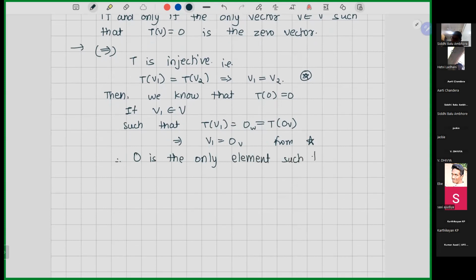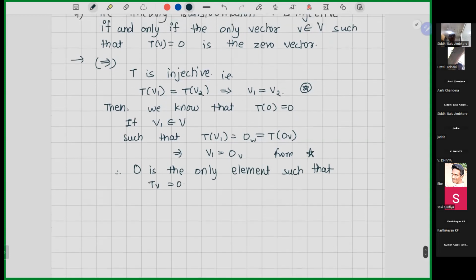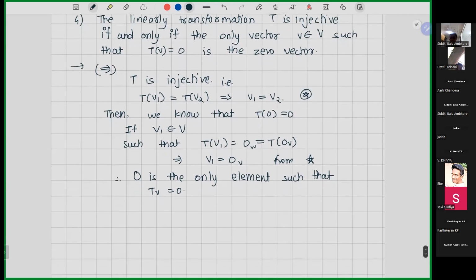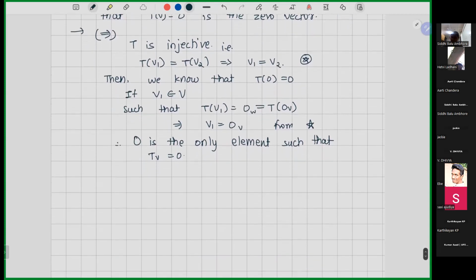Therefore, 0 is the only element such that TV is equal to 0. Okay, any doubts here? I'm just using the definition of injectivity and the fact that 0 goes to 0 because T is a linear transformation. So T is an injective linear transformation, and I'm just following the properties of injectivity and T being linear. Any doubts, please let me know. If not, we have to prove the other direction.